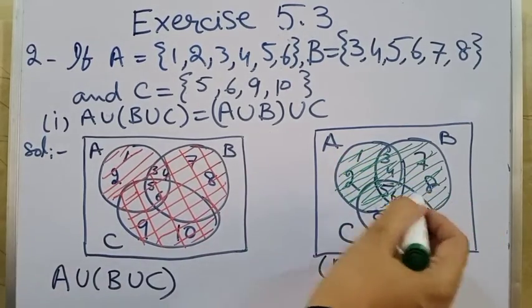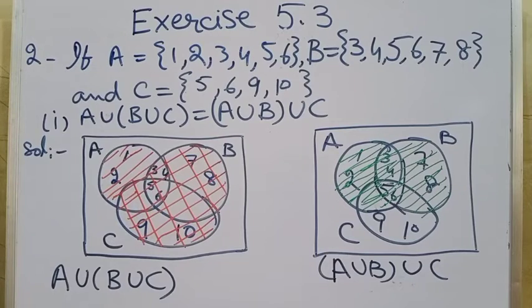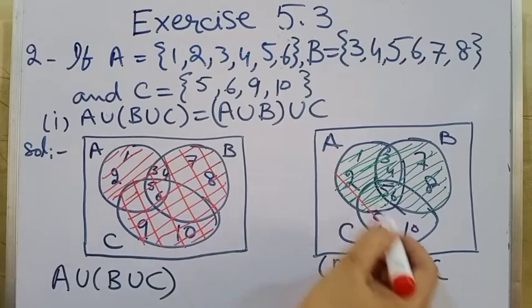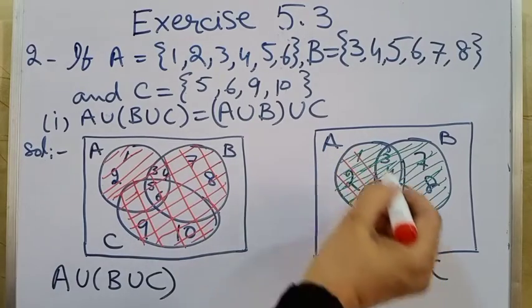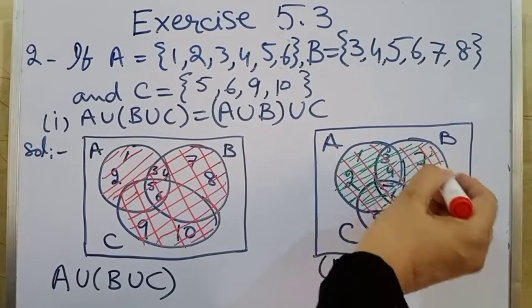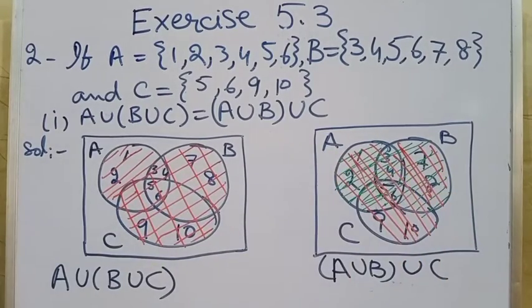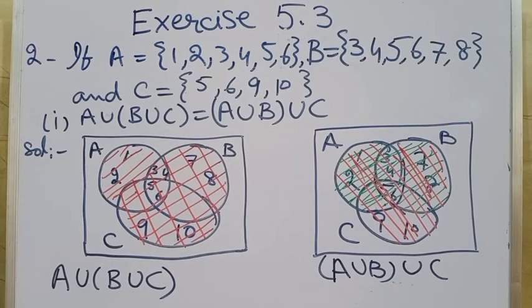and then we color union C. This is how we color A union B union C. I think it's more visible, and we observe that these are equal.